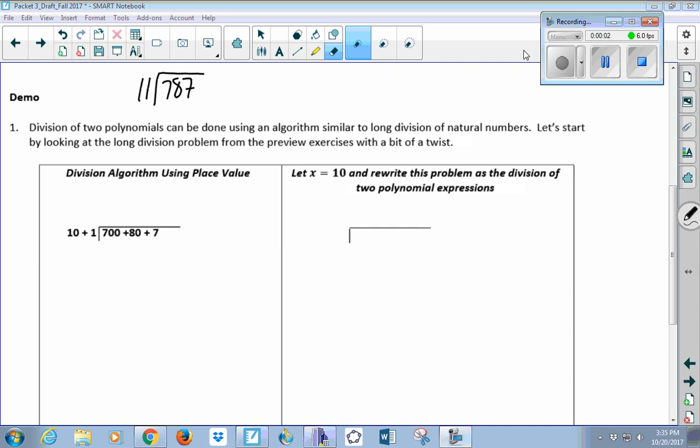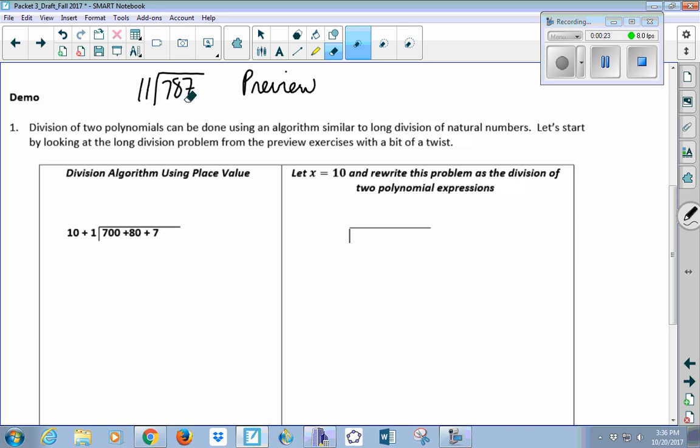Welcome Math 107 students to the demo for lesson 23 on dividing polynomials and the factor theorem. In our preview exercises, we were looking at the long division algorithm that we learned in school for this particular division problem, 787 divided by 11.